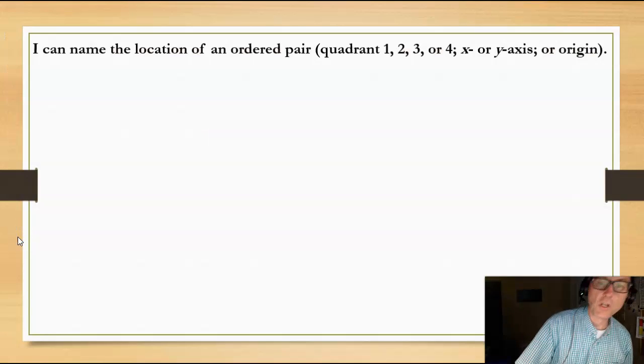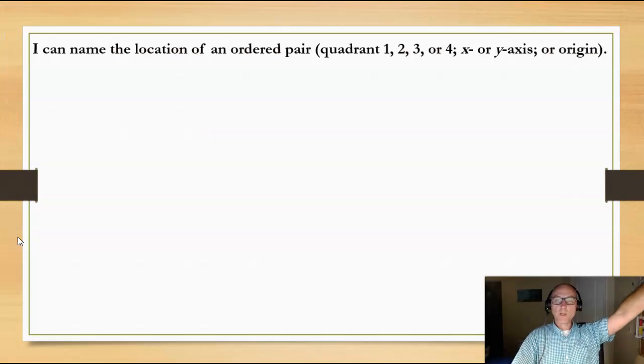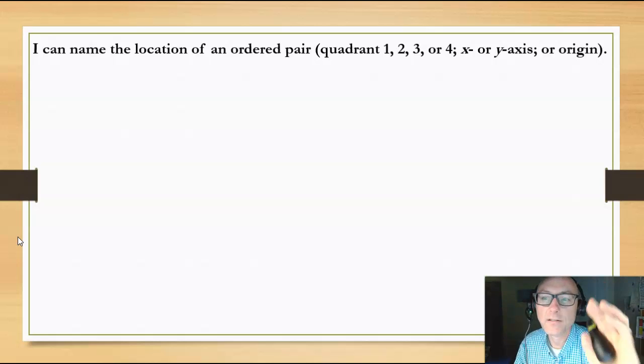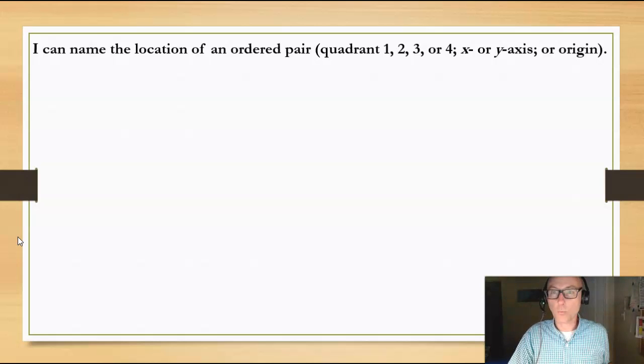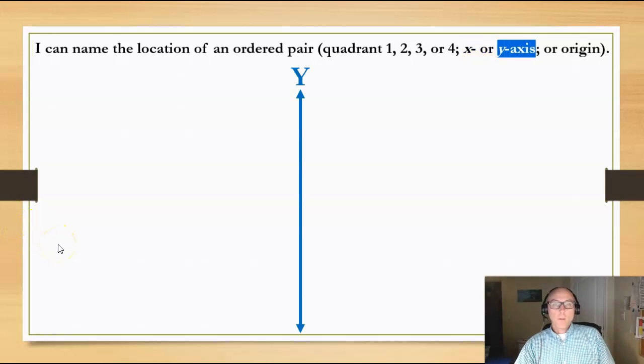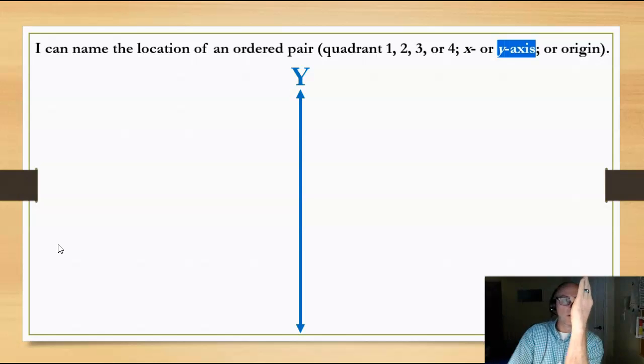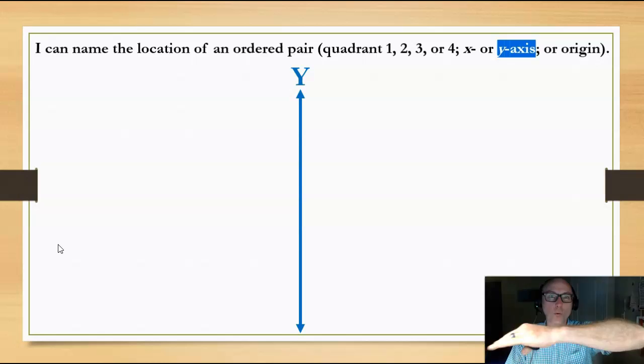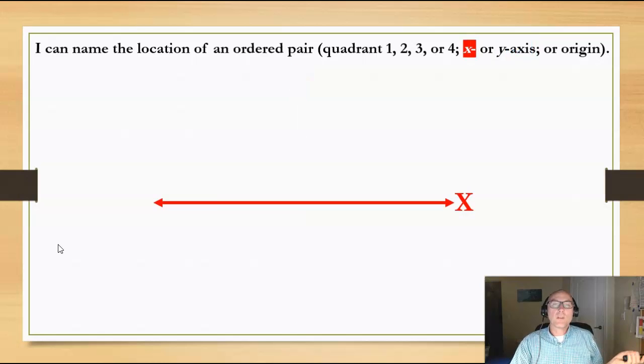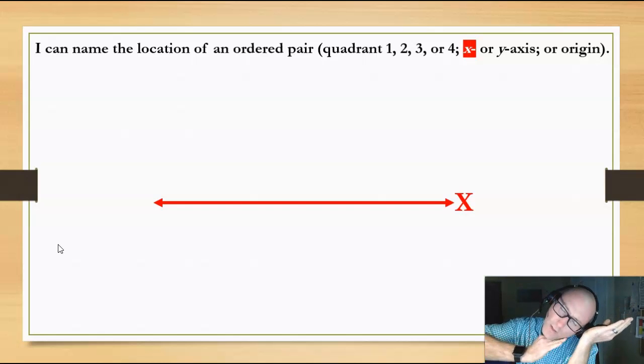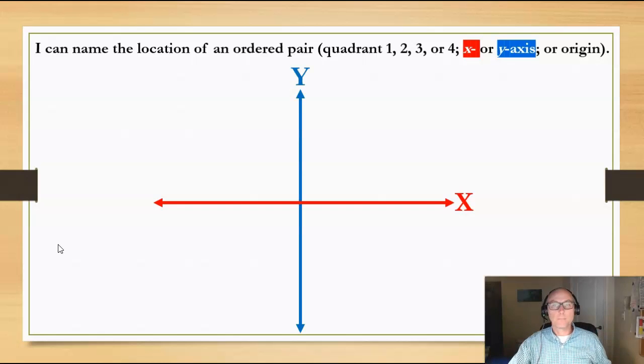I can name the location of an ordered pair: quadrant 1, 2, 3, or 4, whether it's on the x or y axis, and whether it's on the origin. Where is the origin? Let's go find out. The y flies high to the sky. This is vertical. The x relaxes on the ground. That's horizontal. So now we've got the x and y axis.